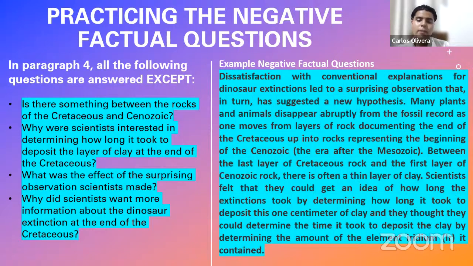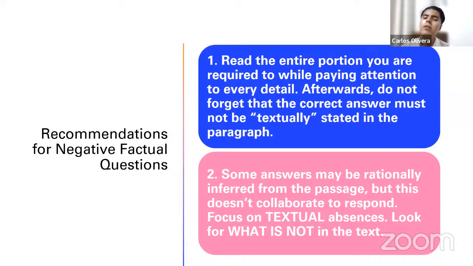There you are. Now, as I say, we have a bunch of data and information here and a bunch of topics being approached and discussed. In this set of responses we have on the other side, there are 3 ideas, 3 topics that have been discussed here. There is one that is an intruder because it's not discussed in this paragraph. As simple as that. How to respond to this question? Read the entire portion you are required to, while paying attention to every detail. Afterwards, do not forget that the correct answer must not be textually stated in the paragraph, okay?